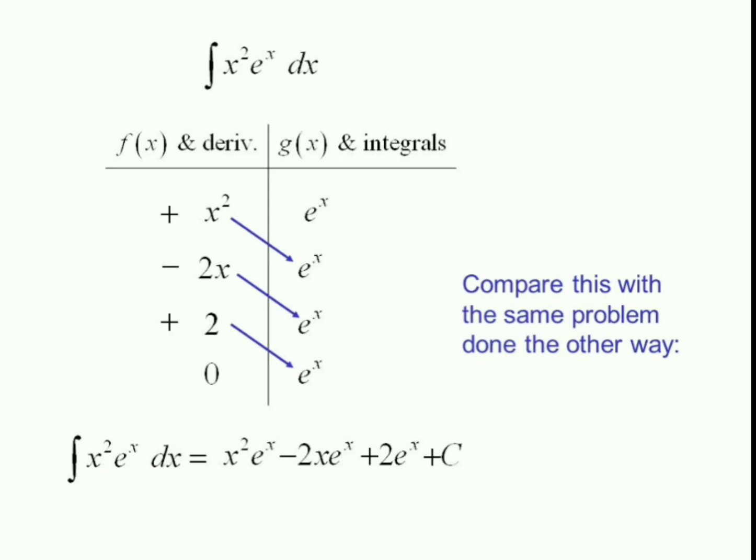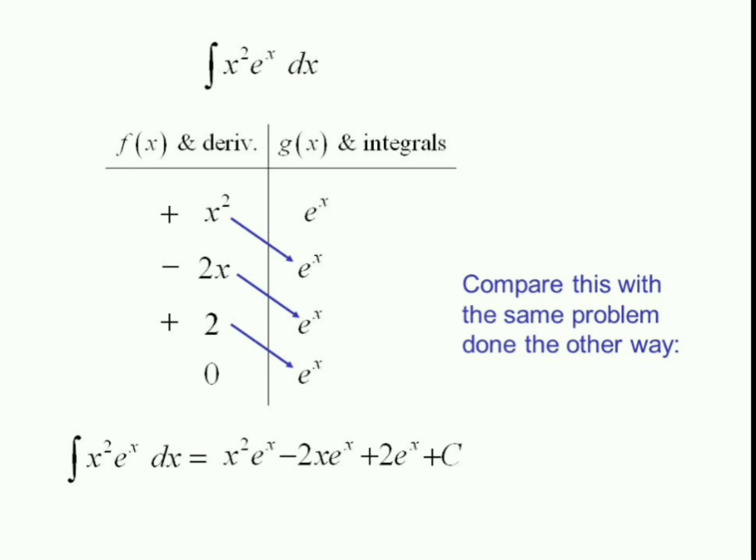The third row is positive, since the signs alternate between positive and negative. So the third row is positive and the derivative of 2x is 2 and the g(x) is e^x.